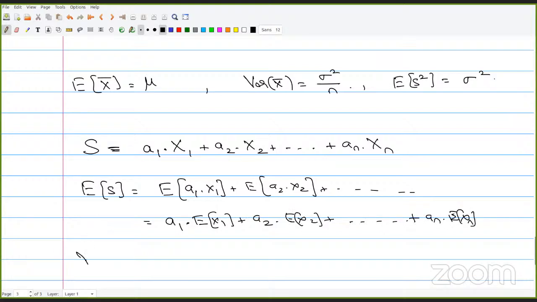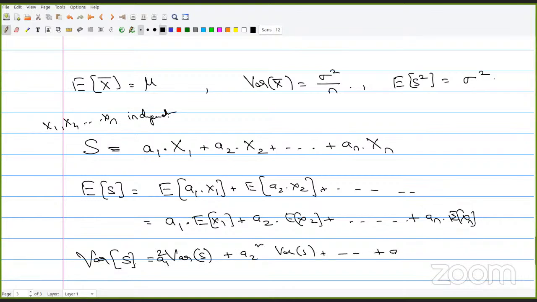And the variance of S will be, let us say x1, x2, xn are independent of each other. So the variance of S will be a1 square times variance of x1 plus a2 square times variance of x2, like this, plus an square times variance of xn.